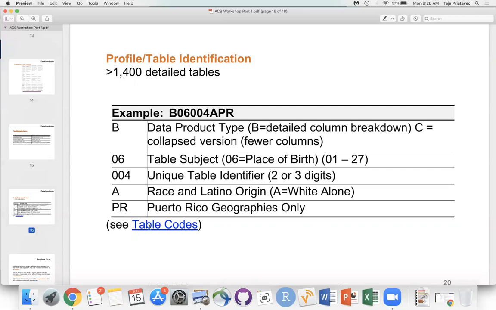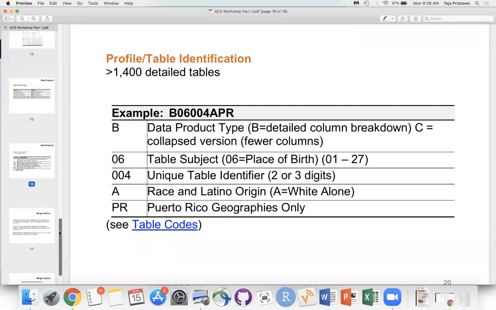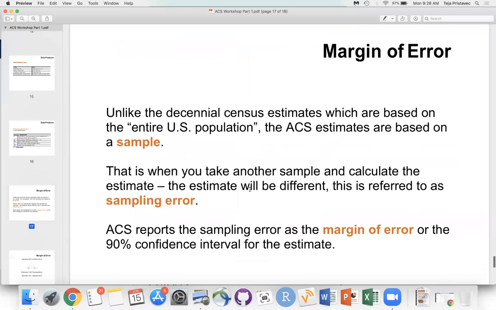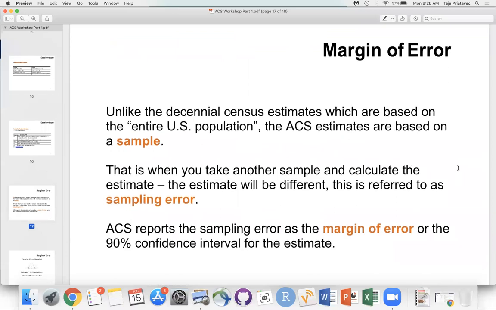Again, there are many of these table codes and I'm linking them here, but you'll see this once we start looking at the API. Another important thing to know about ACS is that you're not only going to be retrieving or getting the estimates or values of a variable, you'll also get a margin of error. Because this is a sample survey, it's not a complete enumeration of the US population, there's always some error associated with the estimates that you're getting. And by default, ACS will report a 90% confidence interval around the estimate.